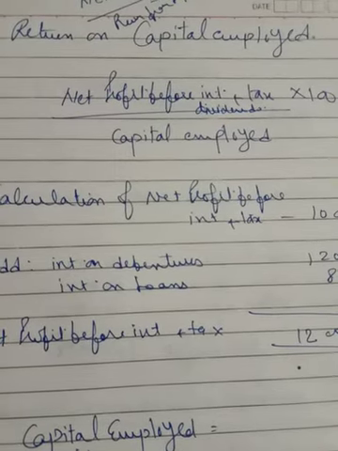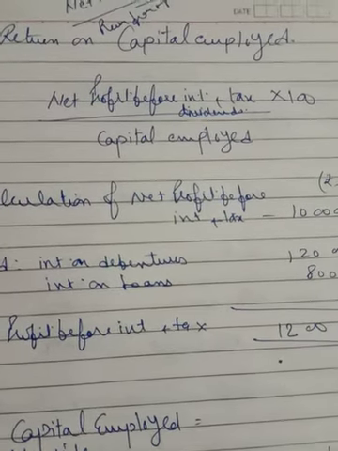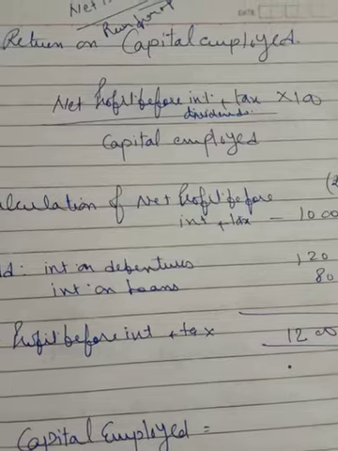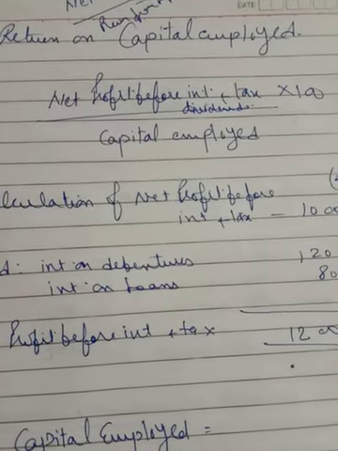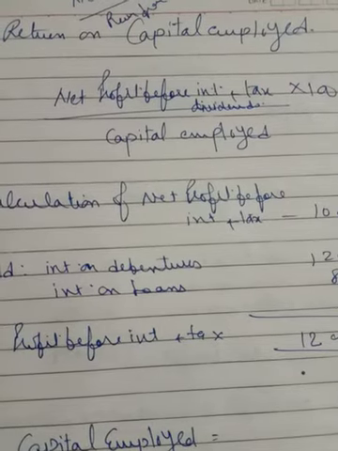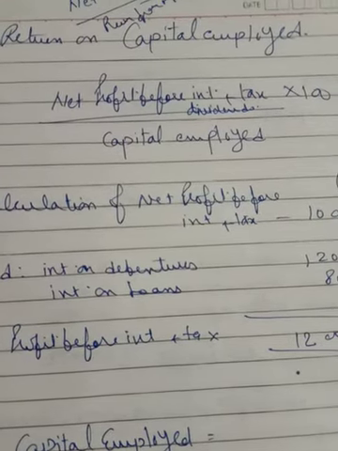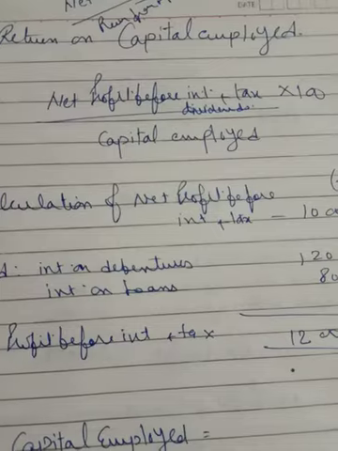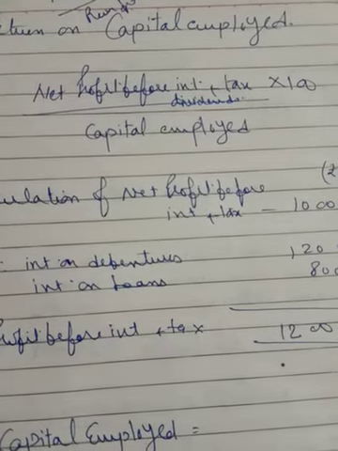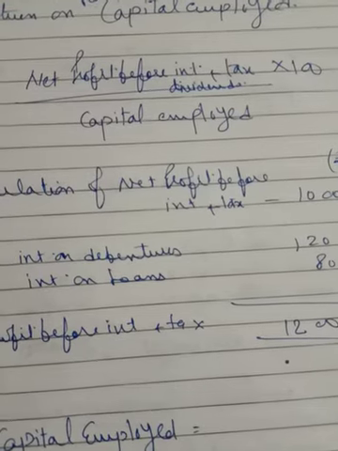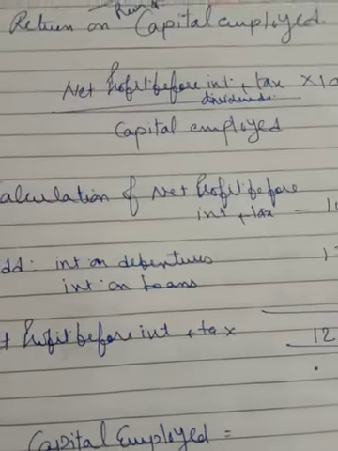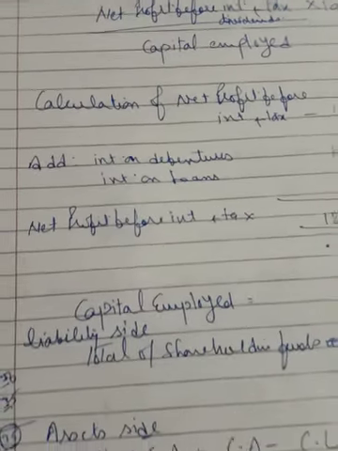So that is basically a comparison of these two. Here we are taking two terms: net profit before interest, tax and dividend upon capital employed. First of all we have to calculate net profit before tax, then add up interest and dividend if that is given in the question. And capital employed, we are taking only shareholder fund and long term loan. So capital employed can be calculated from two sides.